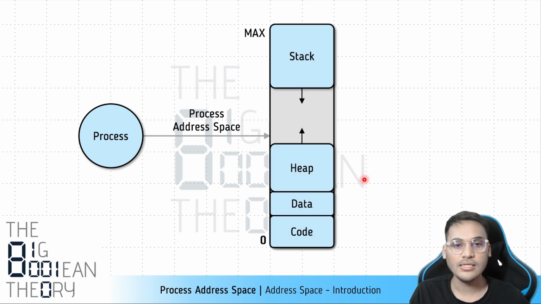So basically, there are different sections in this address space. Each of these sections has a unique purpose. As you can see, there are four major sections into which this process address space is divided. The first one is the code section, where all the instructions of the process are stored, the instructions which are going to be executed, and the rest of the different sections are used as a place for storing the data.